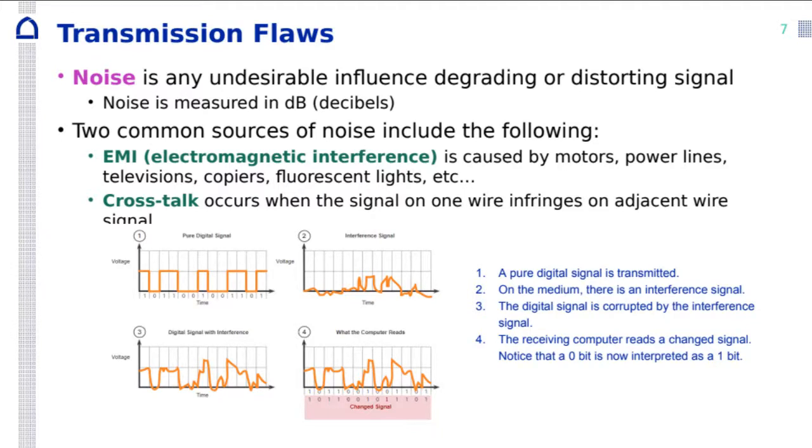So let me just maximize this. Here we have a pure digital signal being transmitted, number one. On the medium, there is an interference. This is the interference signal. Then we combine them together, we get this signal. So this signal is distorted. If I want to read it again, I will get some errors. Like this bit here is an error. Originally it was 0, but because of the noise, it went up. So the receiver read it as 1. So I got an error.